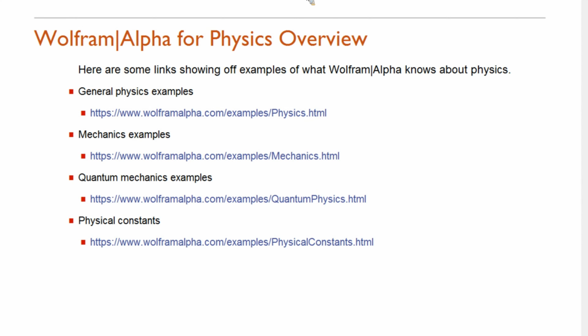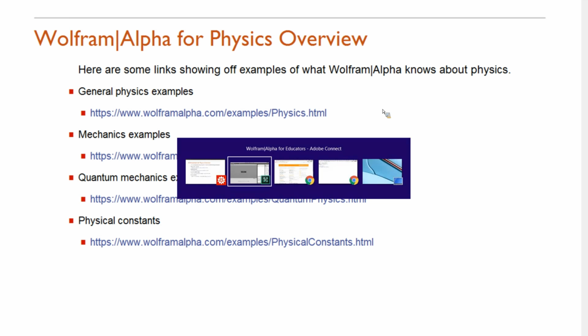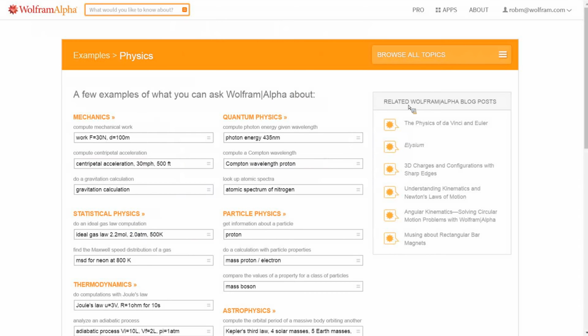So just thinking about how Alpha could be good for a physics classroom, let's go to the physics examples page. If you go to Alpha and you click on examples, you can get to a physics examples page. This notebook, this slideshow that I'm using will be available for everyone. So all these links will be available to download. You don't need to worry about copying them down.